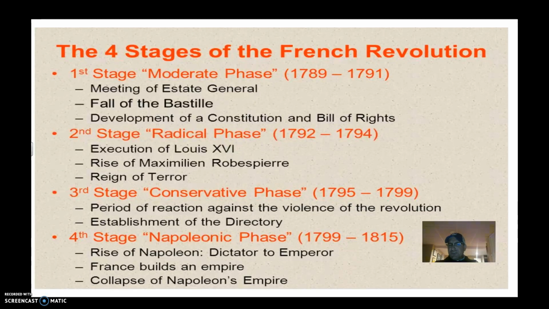And you can see up there, you have the meeting of the States General. You guys know this is where the National Assembly is created. This is where the storming of the Bastille occurs. This is where the Tennis Court Oath occurs. This is the development of a Constitution and Bill of Rights, which I'm going to show you in a minute.